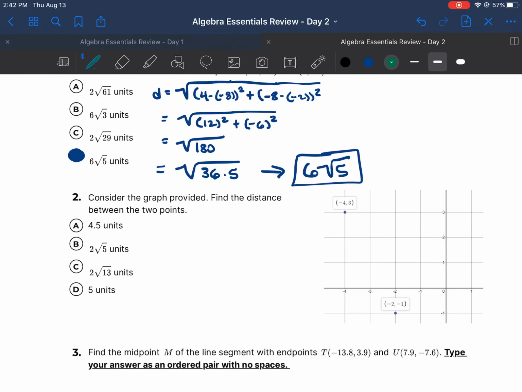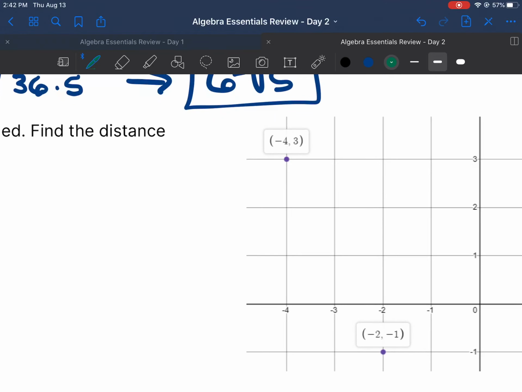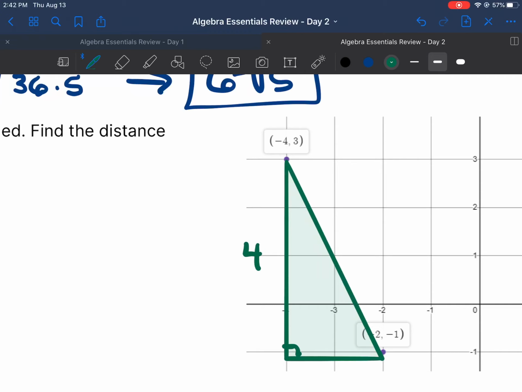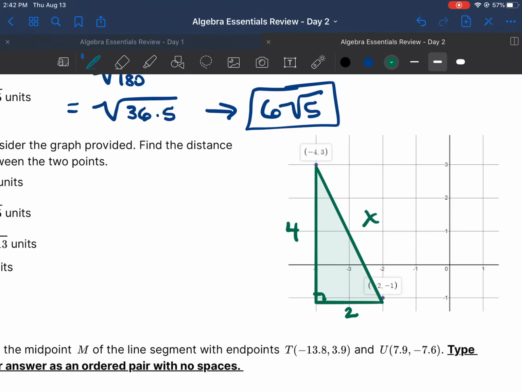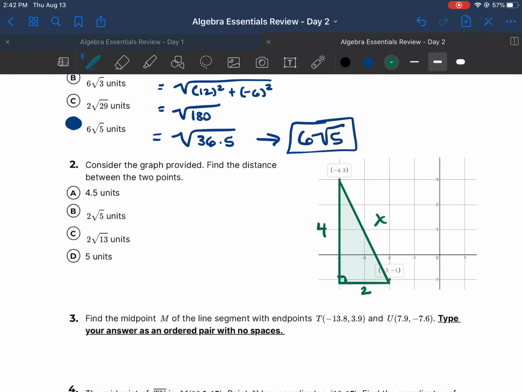In problem 2, we want to consider the points on the graph and try to find the distance between the 2 points provided. Now, when you are given 2 points on the coordinate plane, one thing that we could do is set up a right triangle between the 2 points. The reason this might be helpful for us is because we can now use the Pythagorean theorem. We can find the dimensions or the legs of the triangle by counting the squares. So 1, 2, 3, 4, and then 1, 2 right here. And I'll call x the distance that we're looking for.